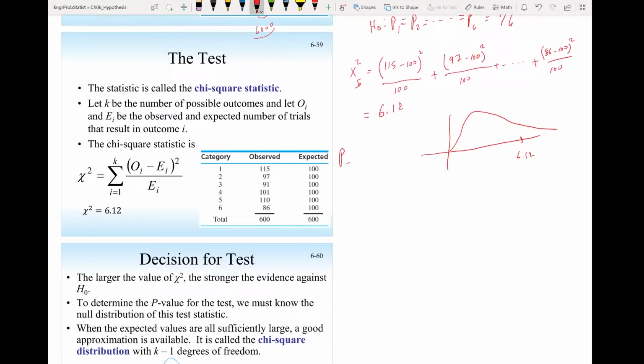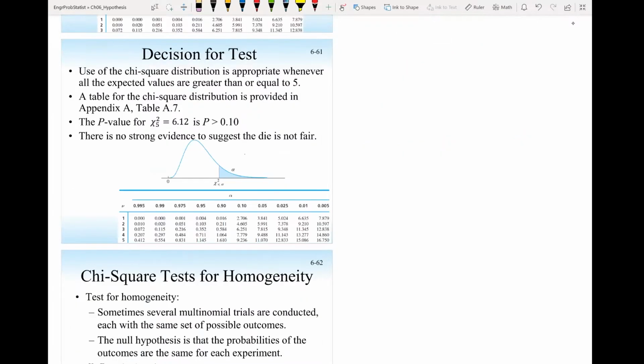And if the p-value is larger than 0.1, there is no strong evidence to reject the null hypothesis. So there is a possibility the die is fair. So I cannot reject the null hypothesis. 6.12 is not a big difference. That could be the difference because of experiment variation. Now imagine if chi-square came, instead of 6.1, came 12.88. Now alpha will be 0.025. So that is 2.5%. That's less than 5%. So there is strong evidence to reject the null hypothesis.